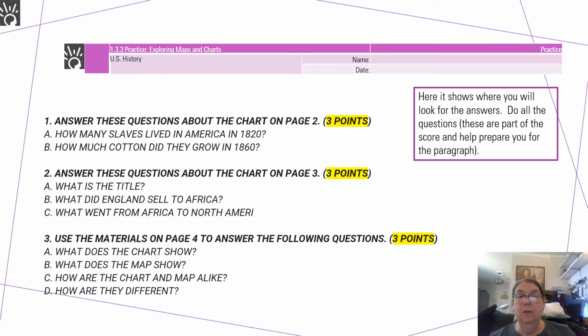So I've copied these questions out. This is Unit 1.3.3 practice. It says you're exploring maps and charts. And these would be the questions that you would answer. And it says 3 points. That's 3 points per item. And I will be checking to see that you've completed those. It's basically look at a chart or look at a map and answer these questions. They're very basic, but it'll help you learn again how to do those well.